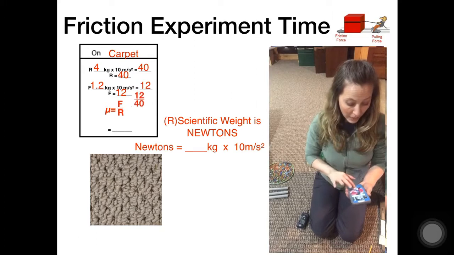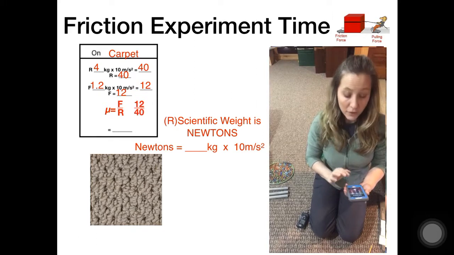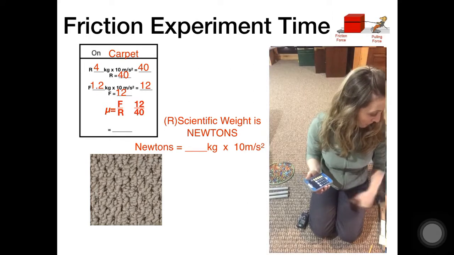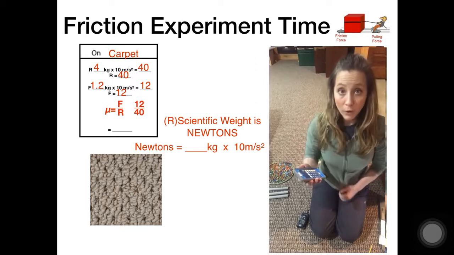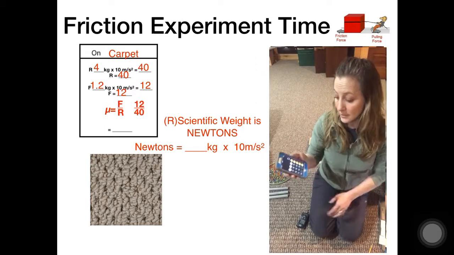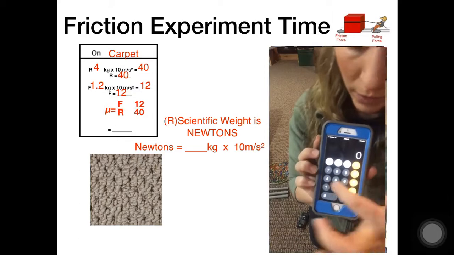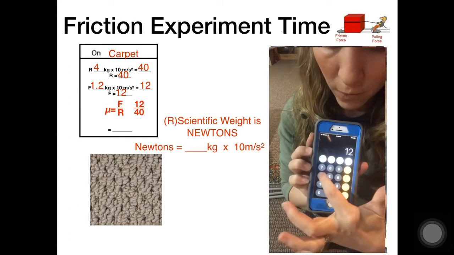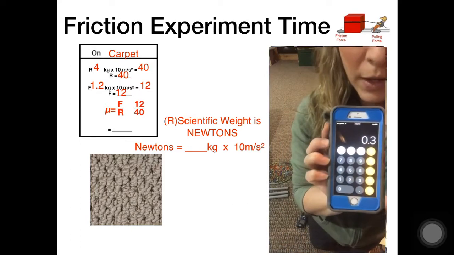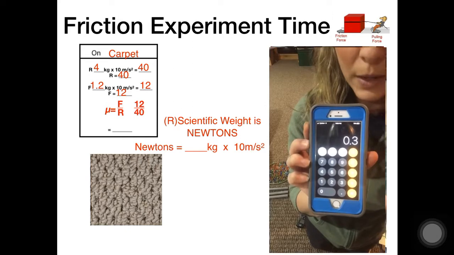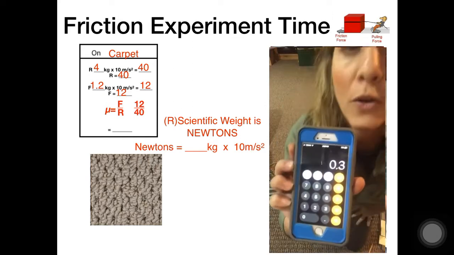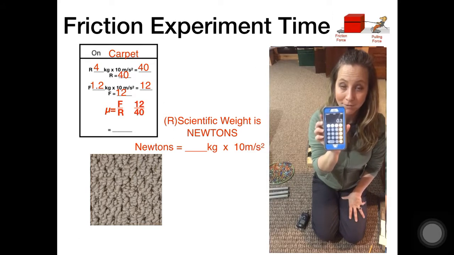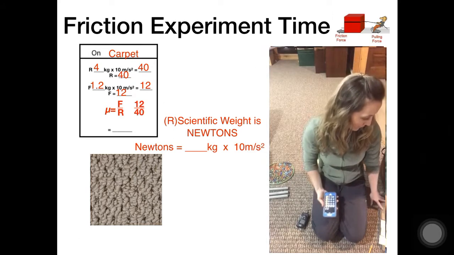So we can go ahead and use our calculators to come up with what the mu is here. As I said, we are going to divide 12 by 40. So let's do that on our calculator. 12 divided by 40 equals, and you can see we get 0.3. 0.3 is our coefficient of static friction, mu, for carpet. All right, so go ahead and fill that in.